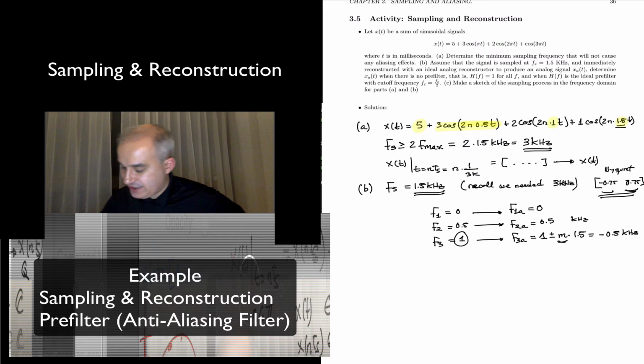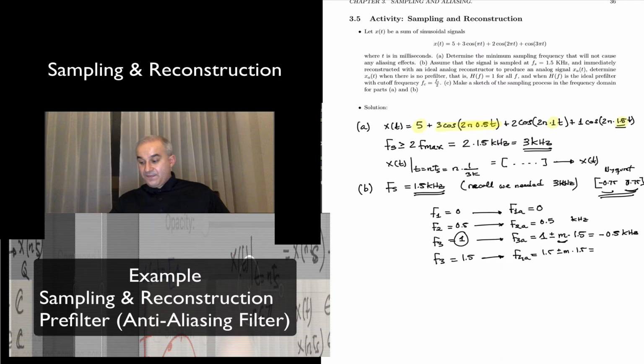So that's actually the alias component. And we have one last frequency, which is 1.5 F4A, and that's 1.5 plus minus m 1.5. If m is equal to 1, we have 1.5 minus 1.5, 0. And that's within that range, and it's the only one that's within the range.